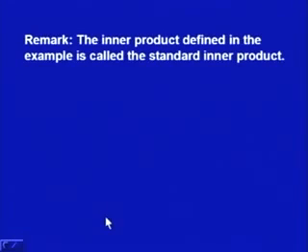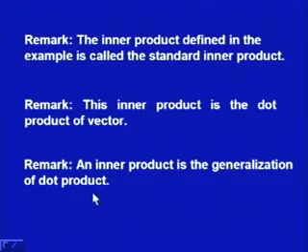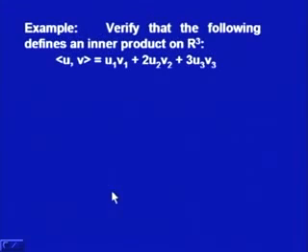Now, the inner product defined in this example is called the standard inner product, and if we realize, then this inner product is the dot product of vectors. So, inner product is a generalization of dot product for vectors. This is what we like to conclude, and inner product is actually a generalization of dot product, and in fact it can be defined in many different ways.